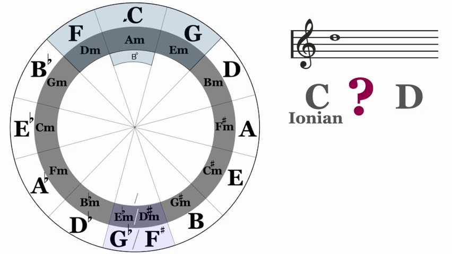Well, if we look at D, that's just D Dorian, right? And so that's our relative Dorian. A minor was our relative Aeolian, and D Dorian is our relative Dorian, right? That's it. And you can see here on the circle of fifths, if we come over counterclockwise one section, and then down, over and down, we get the D, right?